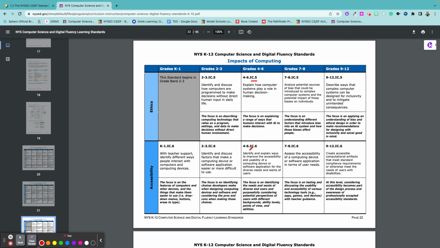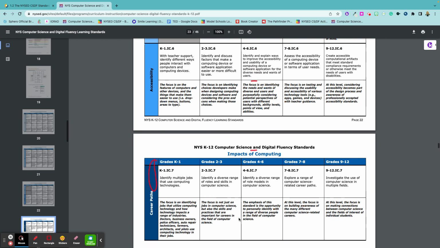And then as we move on to accessibility, you see at the side that this has changed to accessibility, with one standard here: identify and explain ways to improve the accessibility and usability of a computing device or software application for the diverse needs and wants of users. Here we're identifying the needs and wants of diverse end users and purposefully considering potential perspectives of users with different backgrounds, ability levels, points of view, and abilities. So this might be looking at more than one website. It might be checking out the accessibility features on your Chromebook or on a website that you're using and having some discussions about who has access to it.